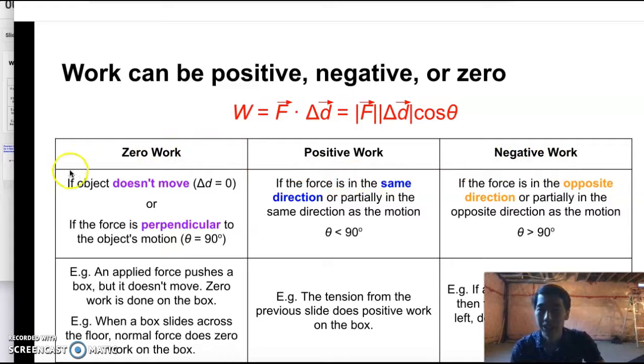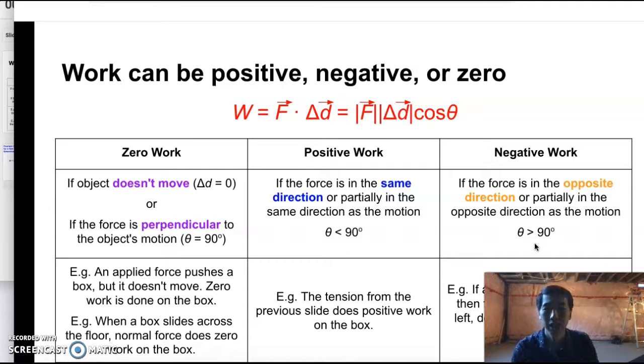So I talked about this in the last video, so I won't spend too much time on it, but one thing you can always look at is the angle. When you draw the two vectors, force and displacement, tail to tail, if they form a 90-degree angle, then that force does zero work on the object. If they form an angle that's less than 90 degrees, so an acute angle, then we say that force does positive work on the object. And if they form an angle larger than 90 degrees, so an obtuse angle, then we say that force does negative work on the object.